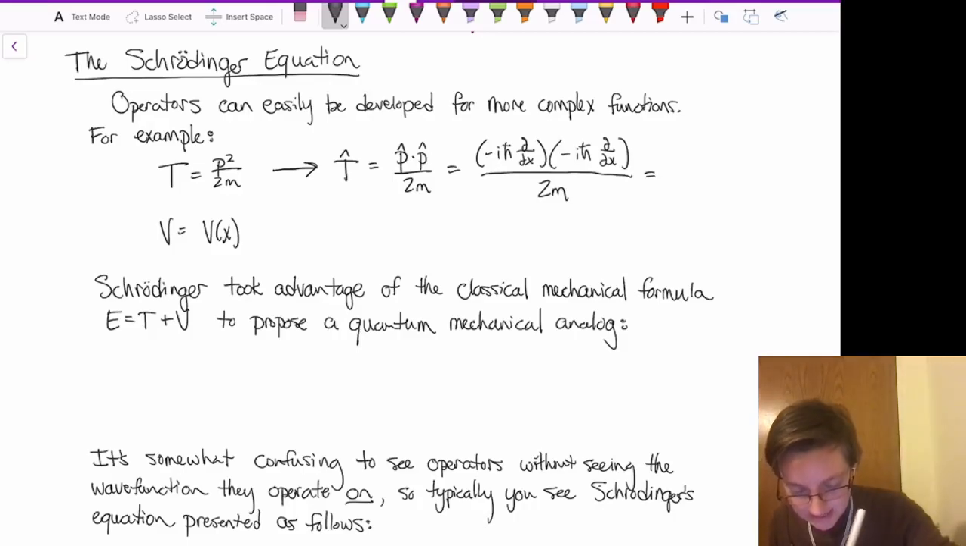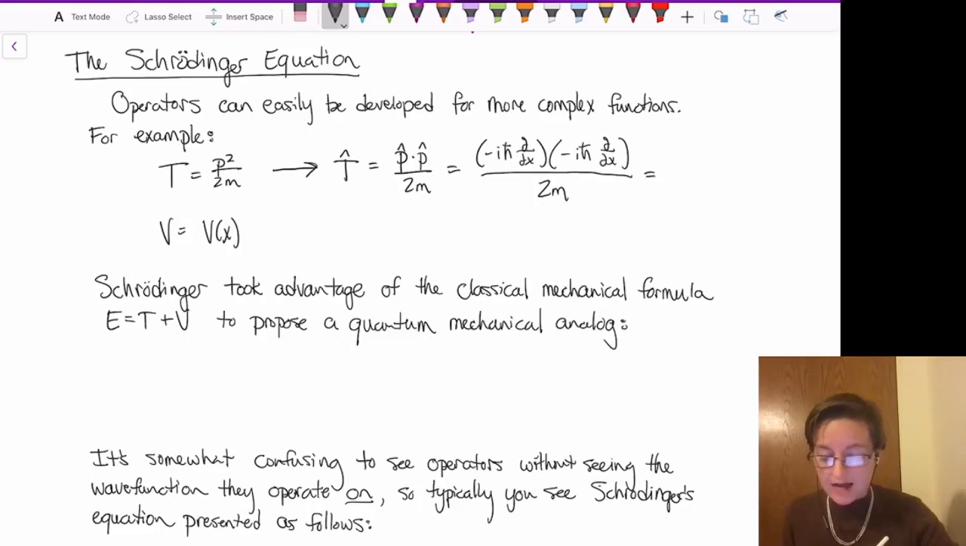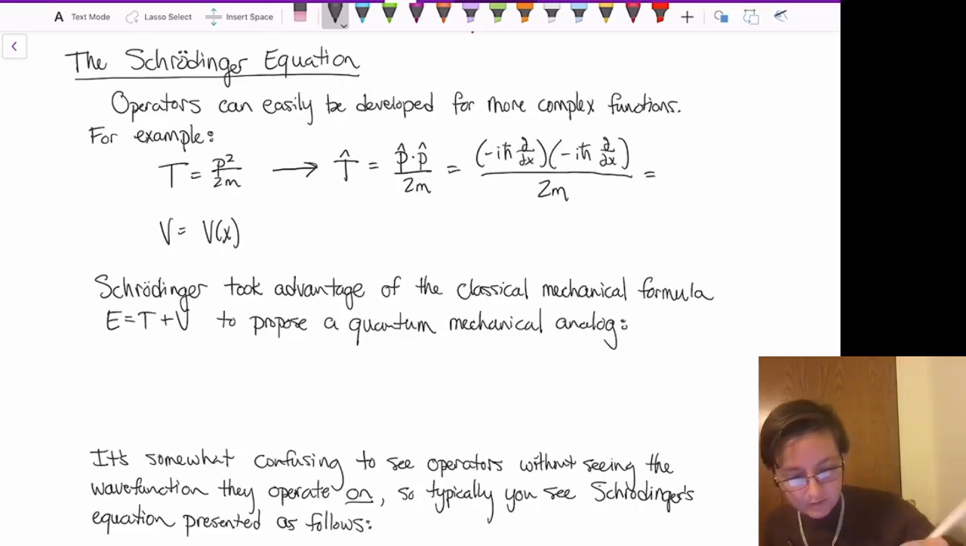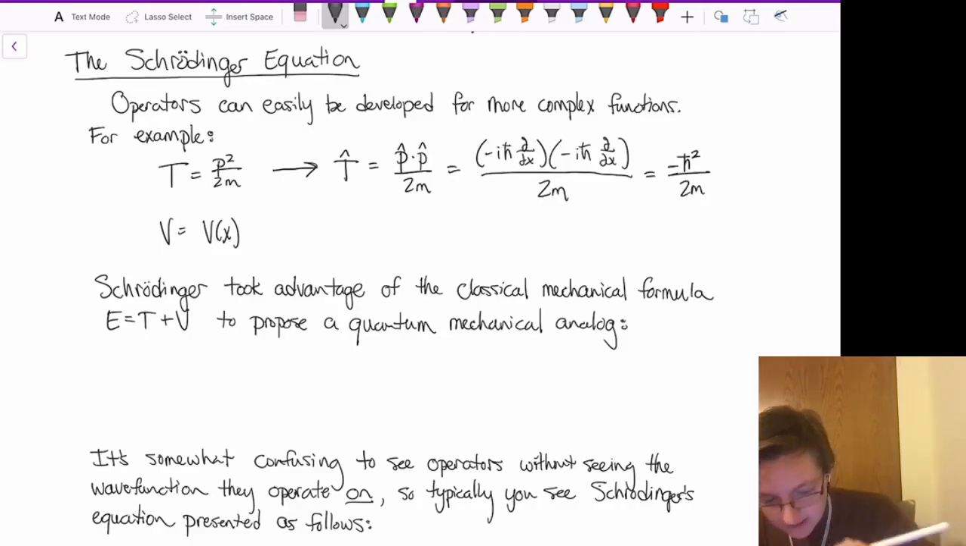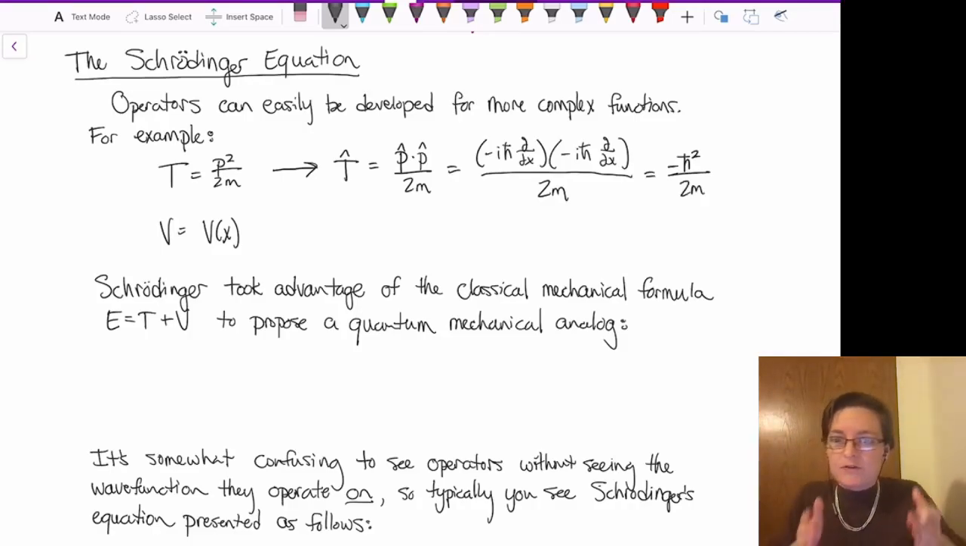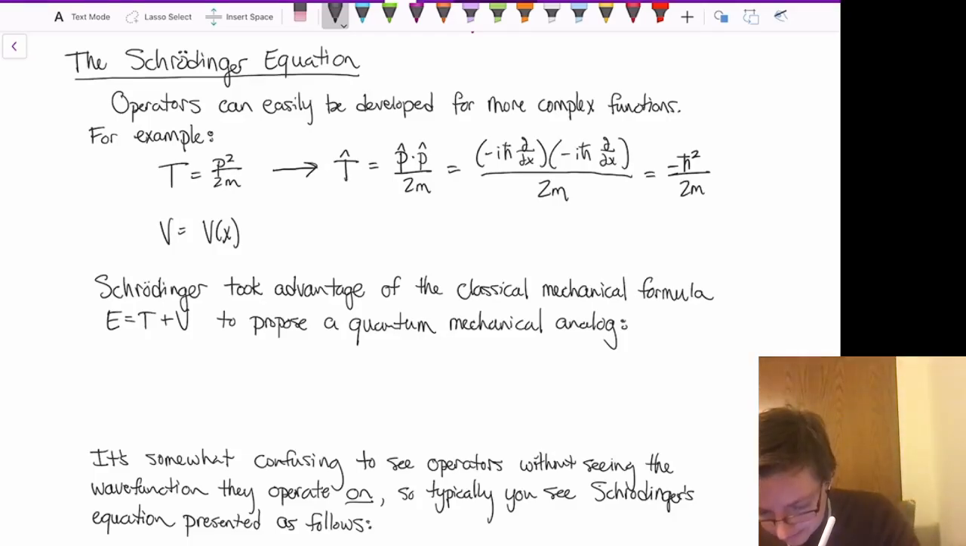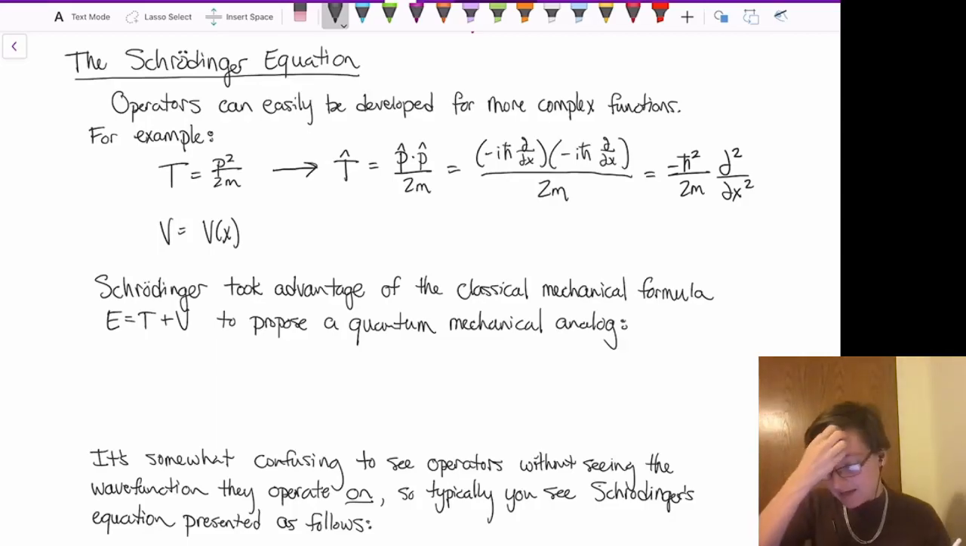These two negatives cancel out to give me a positive, so I guess it's positive i h bar squared over 2m, but remember i squared is equal to negative 1. So all of these constants are going to cancel out to negative h bar squared over 2m, and then derivative stack. So if I take a derivative and then I take a second derivative, it's the second derivative. And how we denote that is d squared dx squared. And so that is my kinetic energy operator.